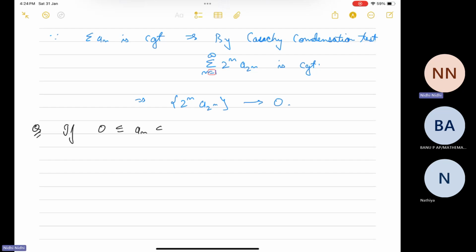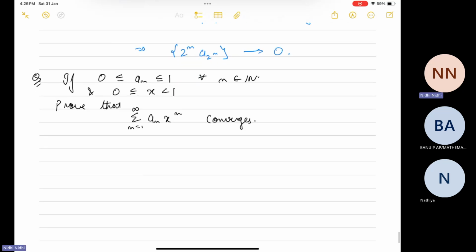to a_n less than or equal to 1 for every n in N, and we have a real number x which lies in between 0 and 1. Prove that summation a_n x^n from n equals 1 to infinity converges.